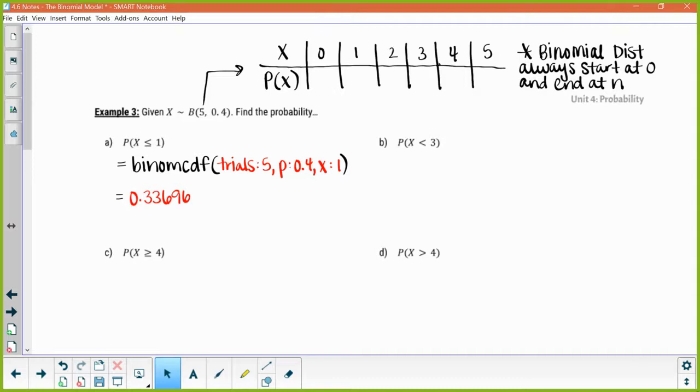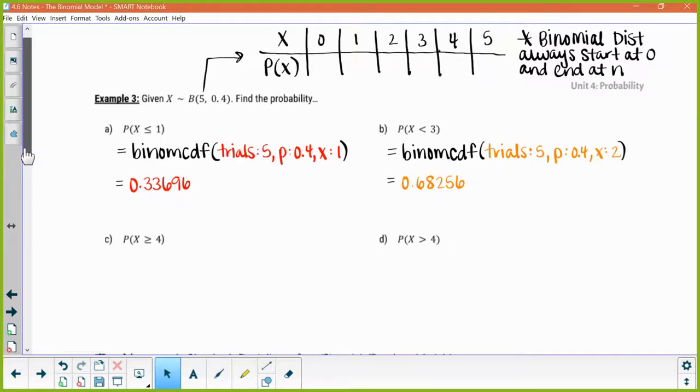So first probability. Second one, probability that x is less than 3. Notice that I don't have equal to, so I have to think of the fact if I want everything less than 3, really I want 0, 1, and 2. So I'm going to do binom CDF, where I have 5 trials, 0.4 probability of success, and 2 or fewer. So when I say x is 2, it's going to count 0, 1, and 2. And that's the same thing as x is less than 3. Put that into my calculator, and I get 0.68256.